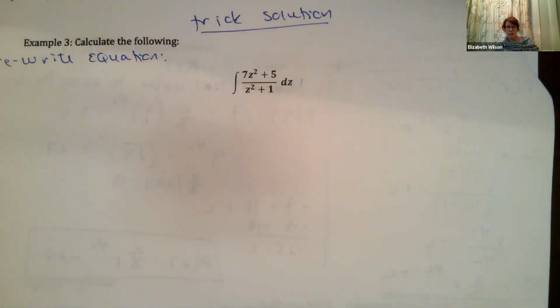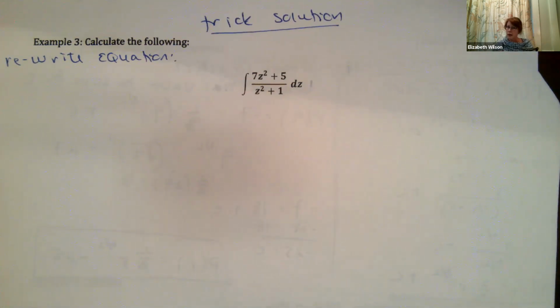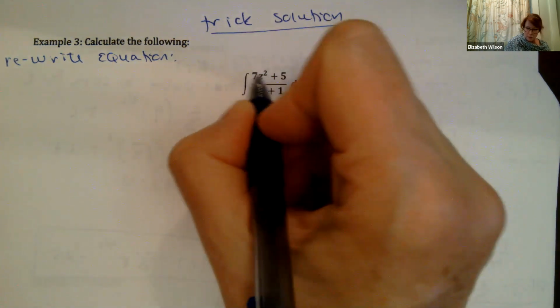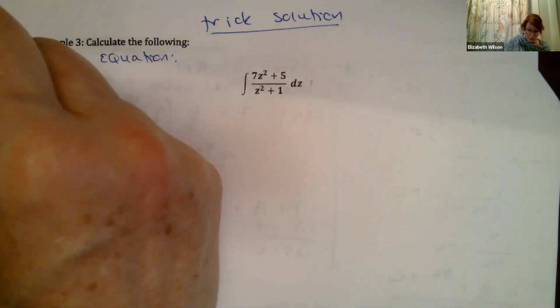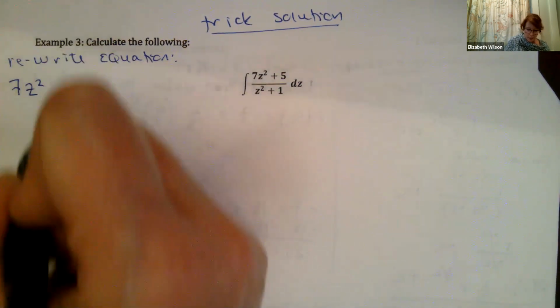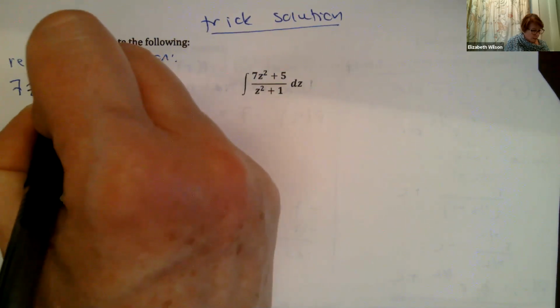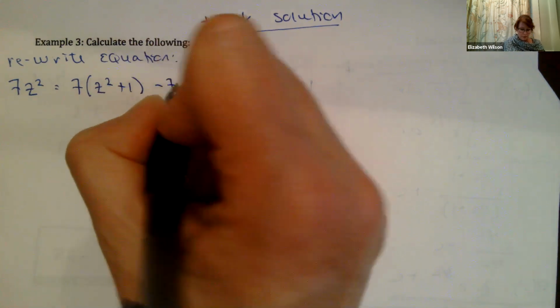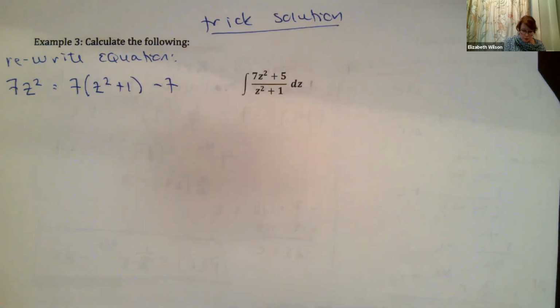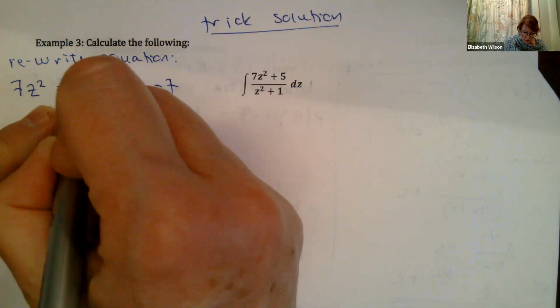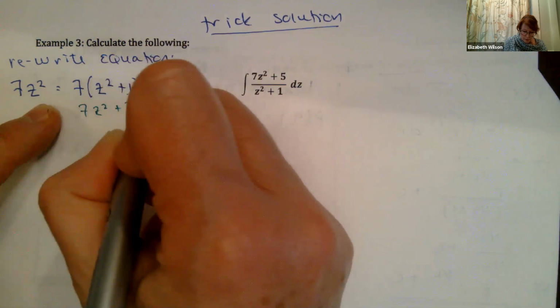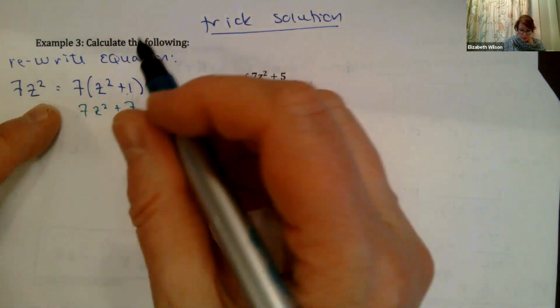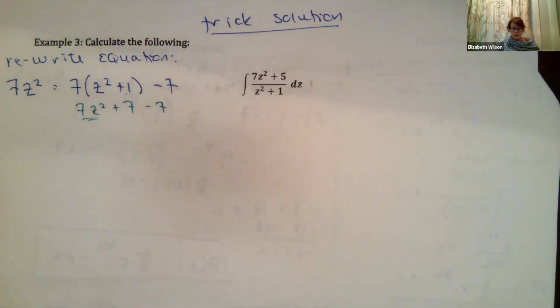I'm not changing anything. I'm just rewriting it, right? So I'm going to take my 7z squared. That's the term that's messing me up. So 7z squared, right? And I'm going to rewrite 7z squared as 7 times z squared plus 1 minus 7. Let's think about that one for a minute. If I were to distribute, I'm going to get 7z squared plus 7 minus 7, right? So the 7's would cancel and I'd just be left with 7z squared.